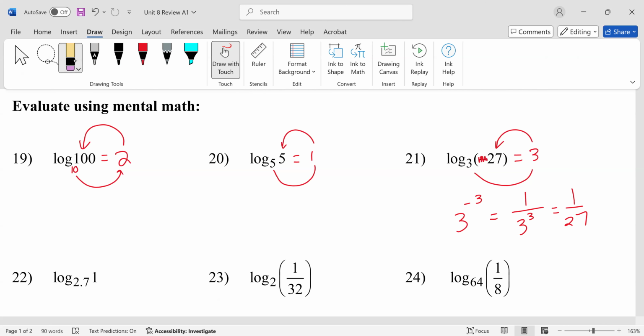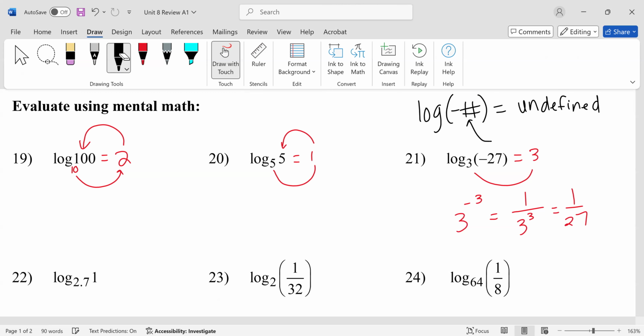So guys, please write this down. You can't take a log of a negative number. This does not happen. If you get something like this, the answer is undefined. You can't put a negative number inside of a log, okay? So this answer is undefined. I'll write that down. The answer here is undefined. We don't take logs of negative numbers. Next one.